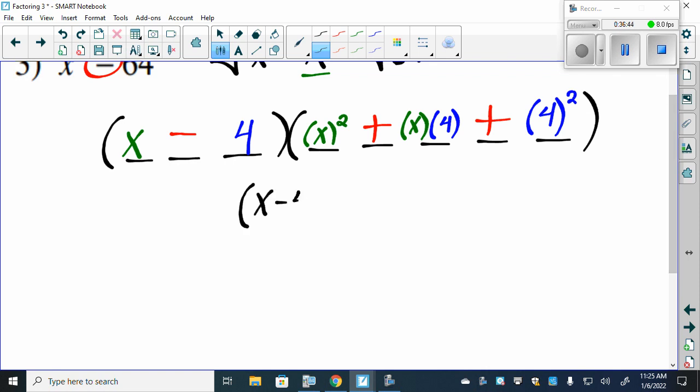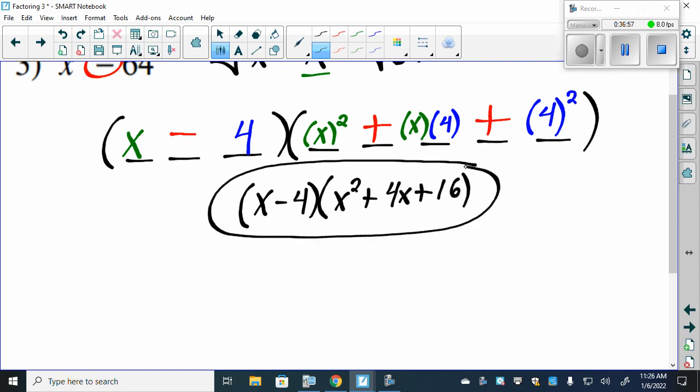So what this will simplify down to is x minus 4 times x squared plus 4x plus 16. And that would be this here factored. Any questions on any of this here?